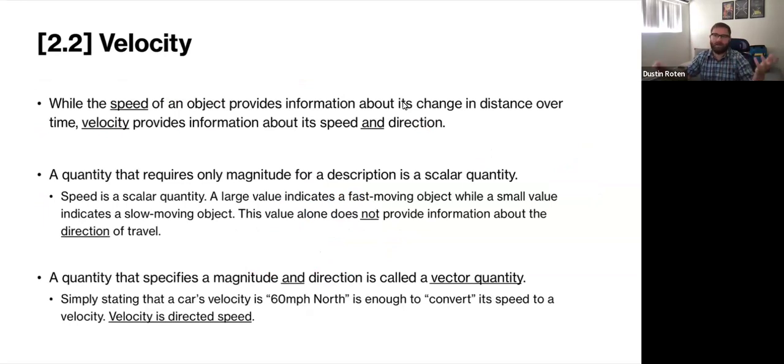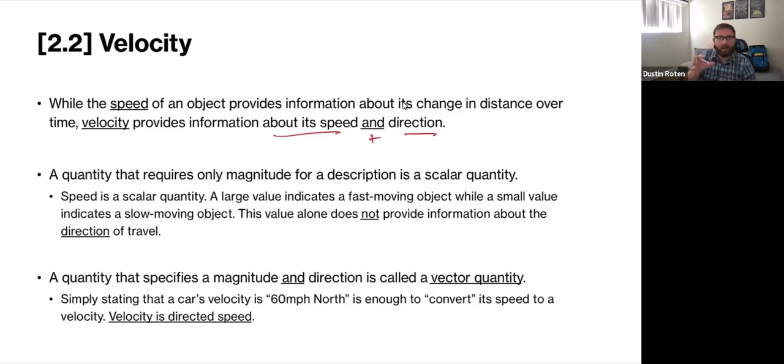Speed, velocity is how fast you're going, but there's one difference with velocity. While the speed of an object provides information about its change in distance over time, velocity provides the same information, so information about its speed, but it has extra: speed plus direction. Once you combine these two things, you now have a velocity and not just a speed.